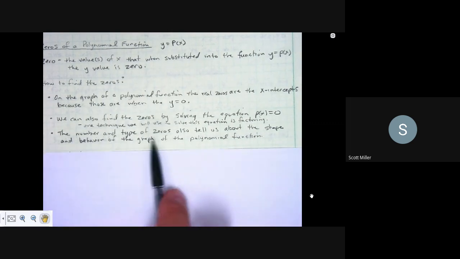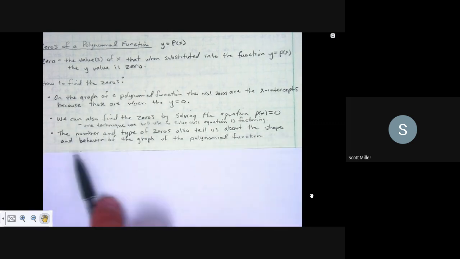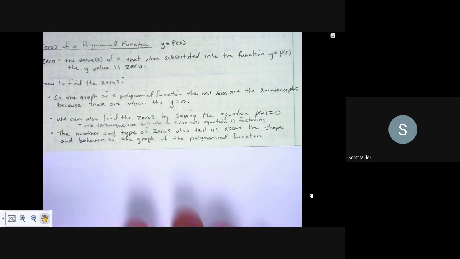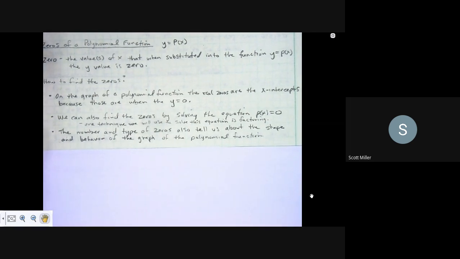The number and type of zeros also tell us about the shape and behavior of the graph of the polynomial function. So notice up here I'm talking about real zeros. Well, there's also other kinds of zeros. There are things called complex zeros that also tell us about the shape and behavior of that graph, and we'll go into that in a little more detail later. For this lesson, we're going to focus on the real zeros.